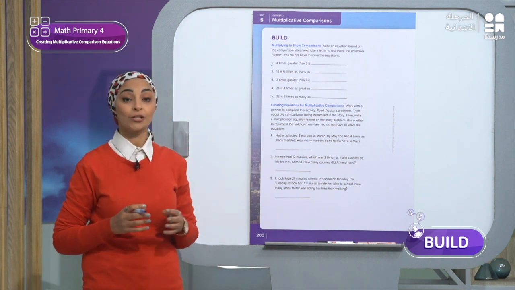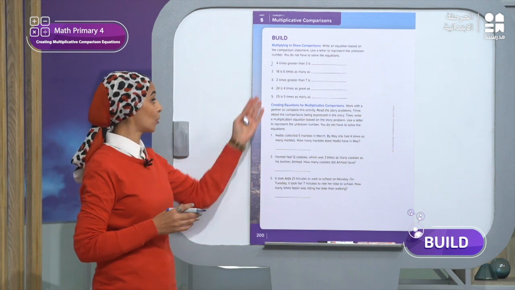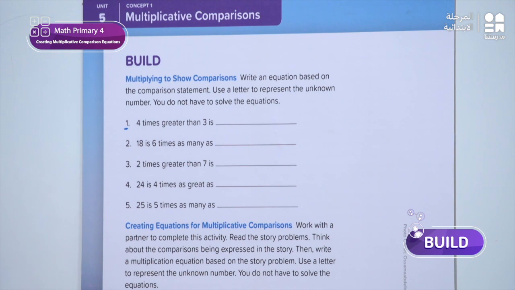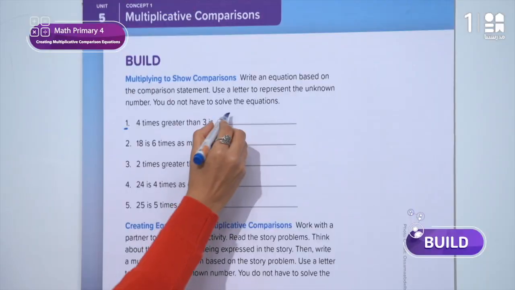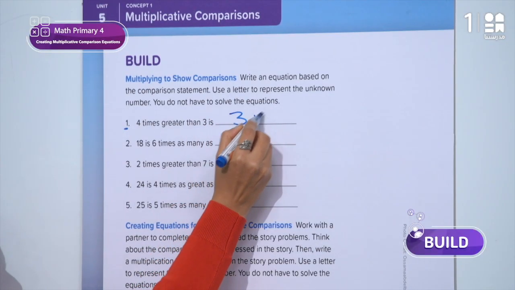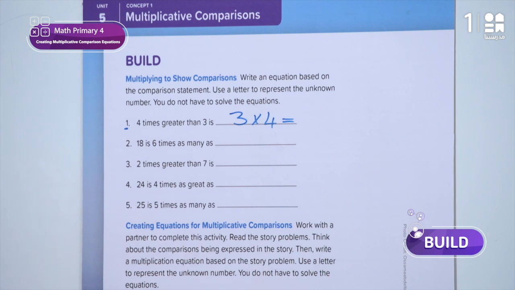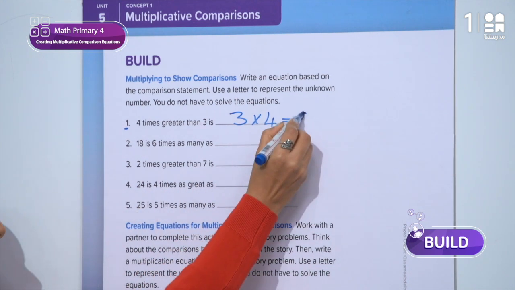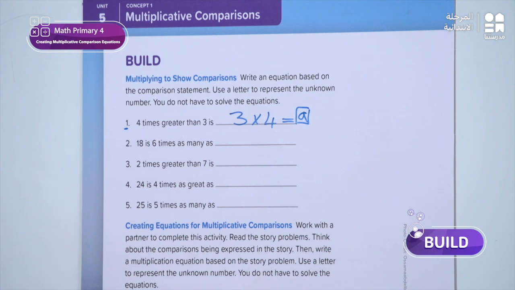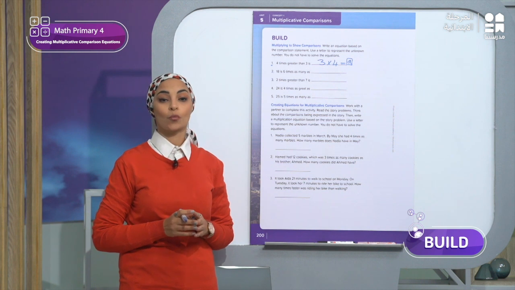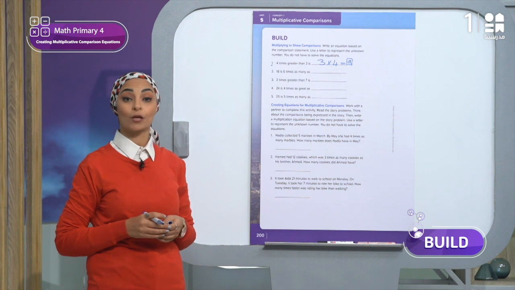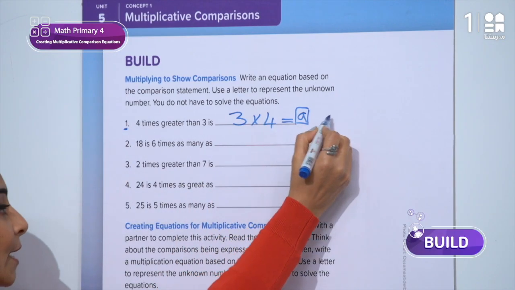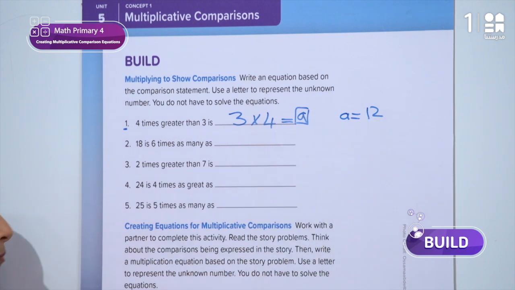So, we will write the equation as follows. هكتب الequation إزاي؟ Yes, هو بيقول لي 4 times greater than 3. That means إن 3 times 4 gives me what? تعالوا نشوف كده الإيكويشن بتاعتي 3 times 4 gives me what? What ده اللي هو الأنون بتاعي هعمله letter A. This is the unknown number اللي أنا عايزة أجيبه. So we know from multiplication facts that 3 times 4 equals what? Yes, 3 times 4 equals 12, and that means A equals 12. Okay?